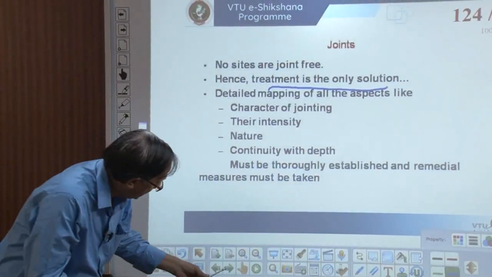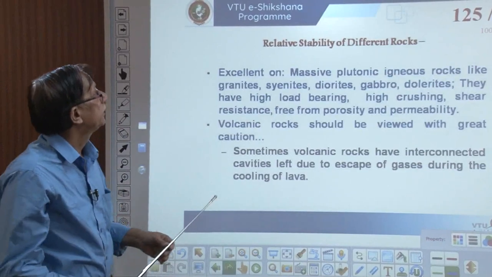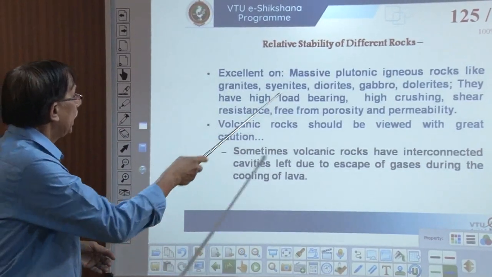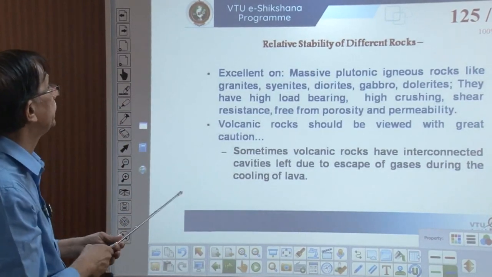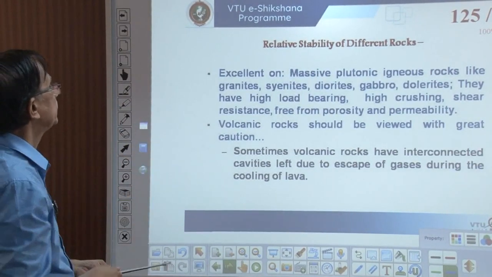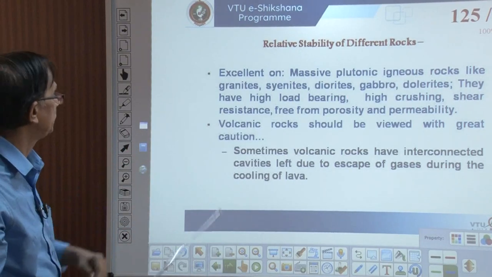Friends, not only the faults, folds, joints influence the dam site, the unconformity also determines the strength, stability and waterproofness, water tightness of the dam site. So, in addition to that, we have the unconformity that also determines. Now, altogether how they influence the stability of the site.